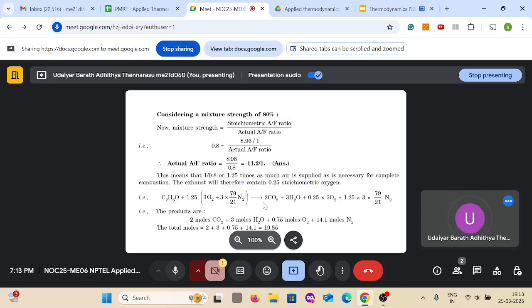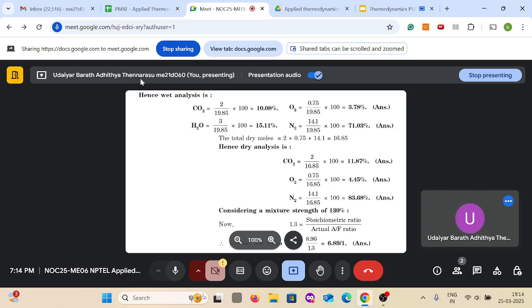So this gives you the same amount of moles of CO2 and H2O. Now we have excess oxygen, 0.25 times oxygen, plus nitrogen. The product contains 2 plus 3 plus 0.75 plus 14.1 nitrogen, so 19.85 moles of product. In wet analysis we consider water as well.